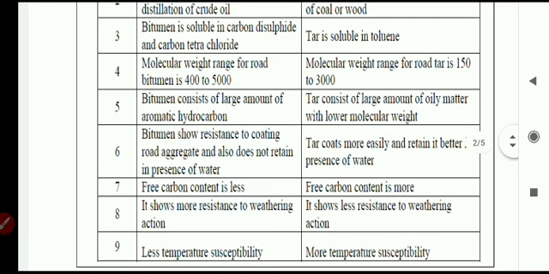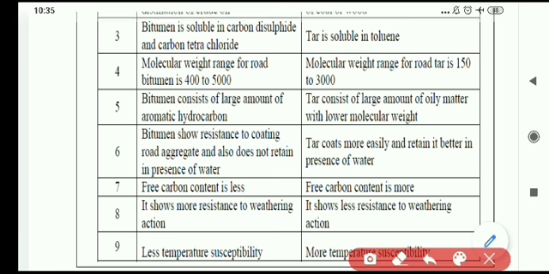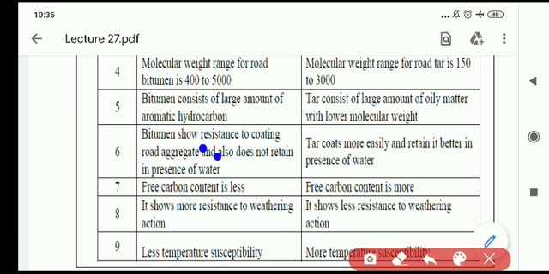Bitumen consists of a large amount of aromatic hydrocarbon. Tar consists of a large amount of oily matter with lower molecular weight. Bitumen shows resistance to coating road aggregate and also does not retain in the presence of water. It has less affinity towards water. Tar coats more easily and retains better in the presence of water.